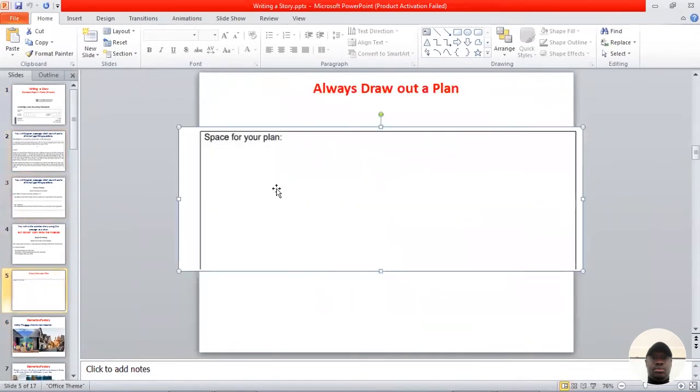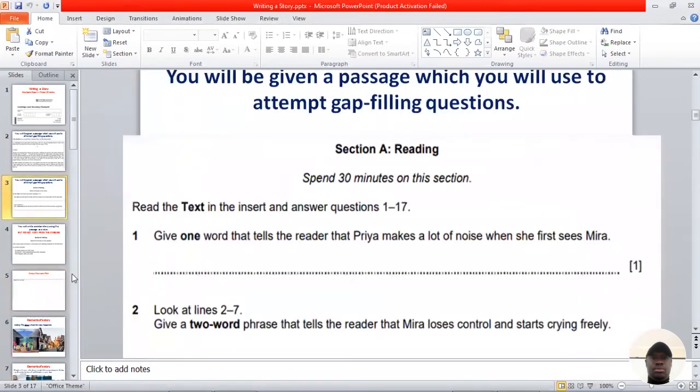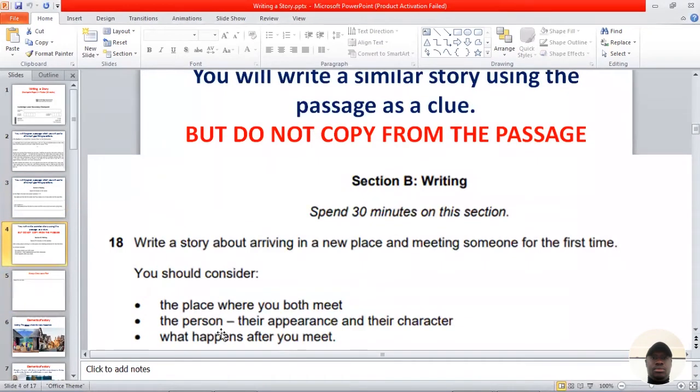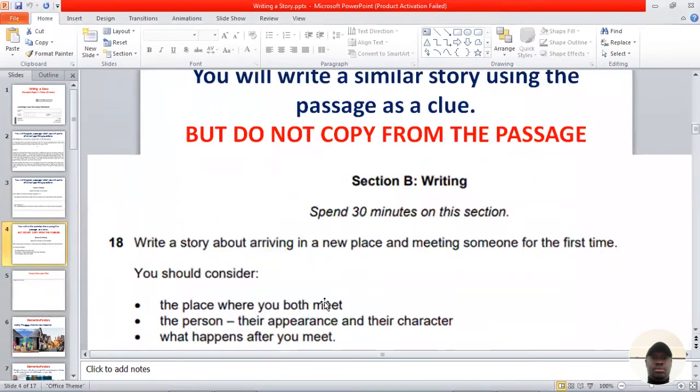Okay, so this is your plan. What you do, according to the guide here, is consider the place you both meet. So you write your plan. If you're both going to meet in Switzerland, state where in Switzerland, or France, the Eiffel Tower. Make sure you discuss more about where you meet. Is the person your friend, your family member, or just a schoolmate? You have to establish that.